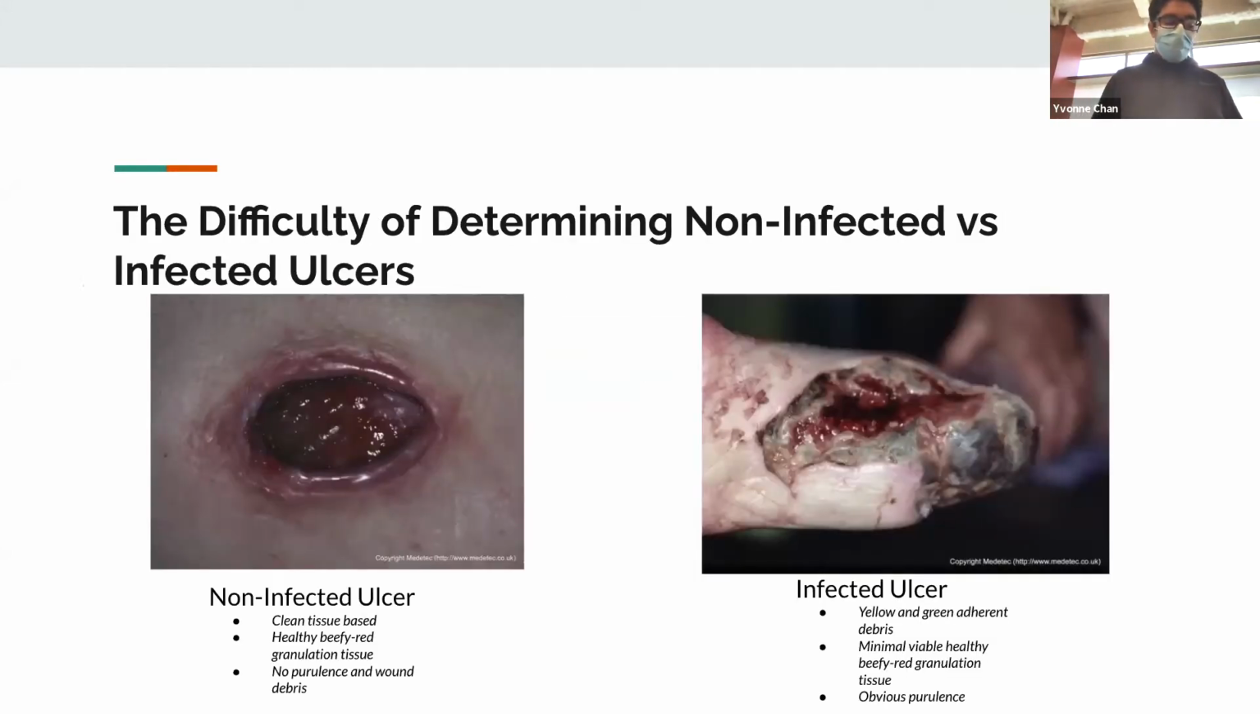Here we have two different images of chronic ulcers. The one on the left is clearly non-infected due to how there are no discolored debris around the wound, in addition to the color indication of dark red skin indicating the wound is not infected. The picture on the right is clearly infected due to how it has greenish yellow debris surrounding the wound, and there is little to no healthy dark red tissue around.